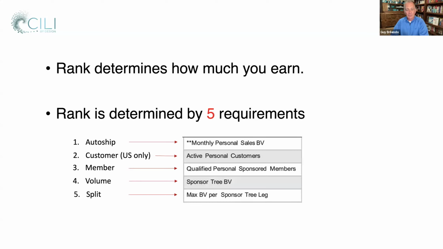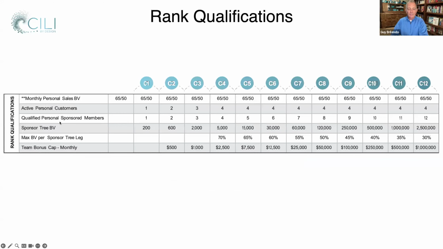When you look at the prosperity plan chart, which I encourage everybody to print out, this is how it's going to look. At the bottom left-hand part of that chart, this is what you're going to see. In the monthly personal sales business volume, active personal customers, qualified personal sponsored members, sponsor tree volume, business volume, BV, and then max BV per sponsor tree leg is going to be the split. When you look at the chart at the very bottom, you see this rank qualifications over here. And this is what it looks like.